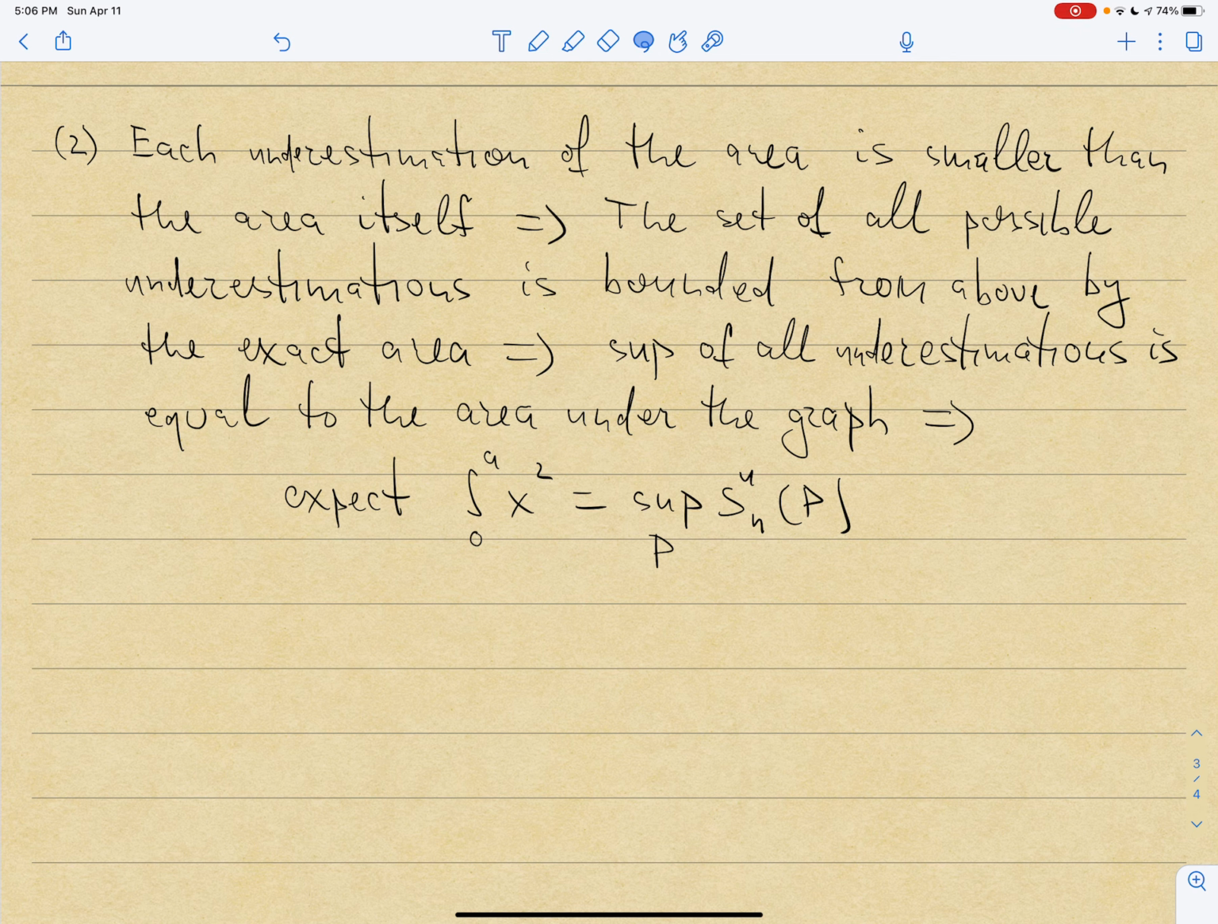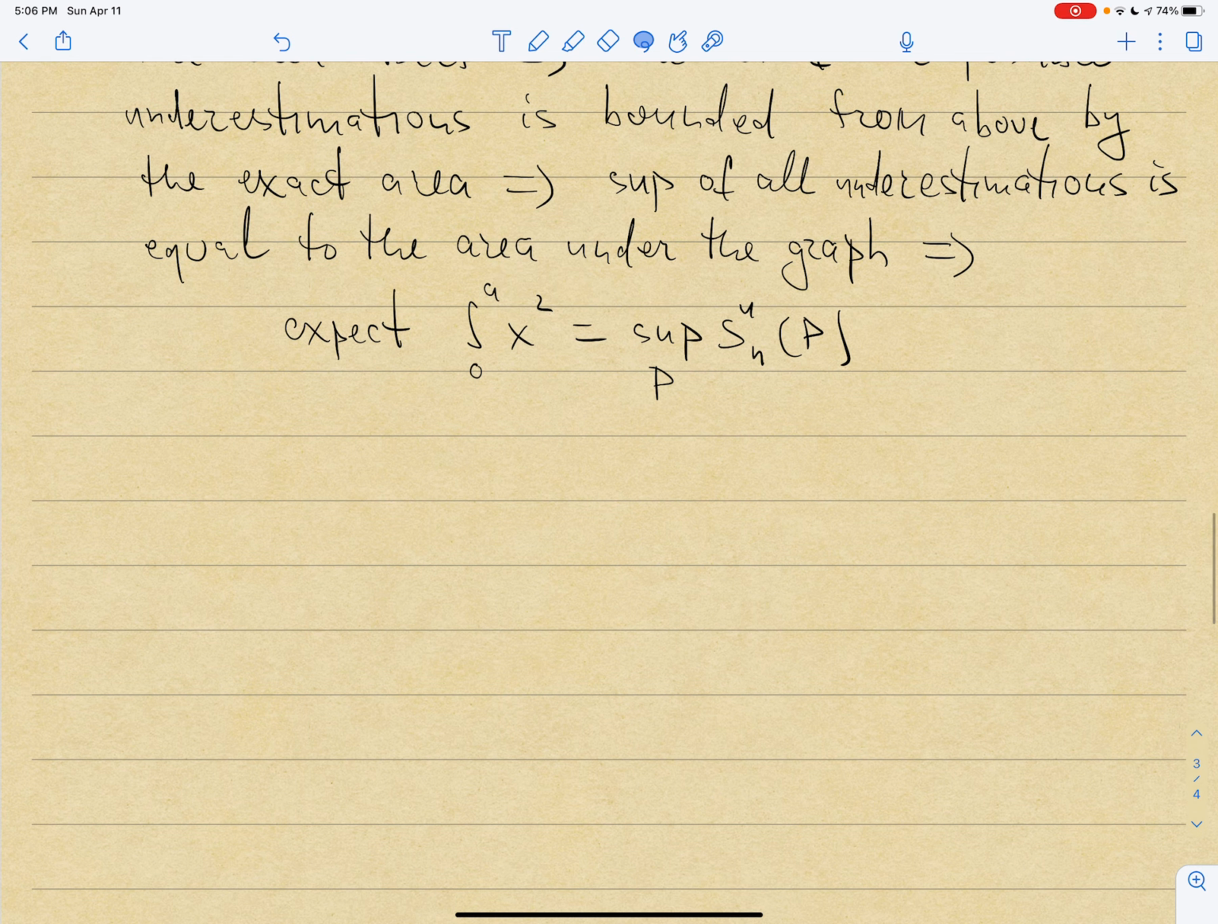So we can try to then define the integral either as a supremum over all possible underestimations or an infimum over all possible overestimations. All right, so something that we have seen already.